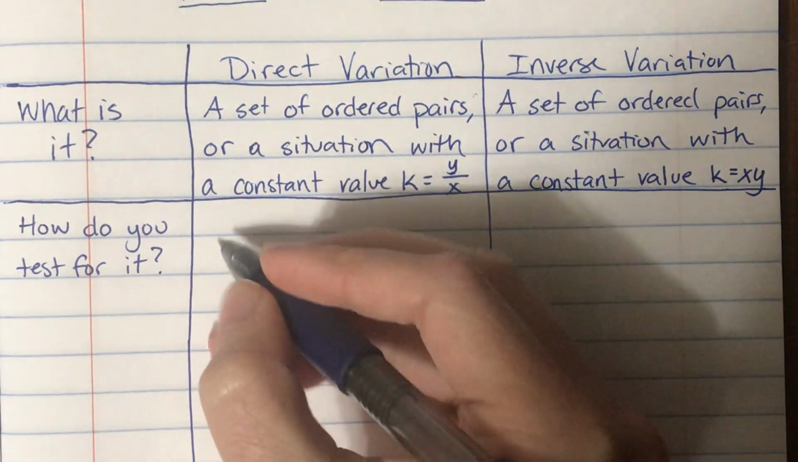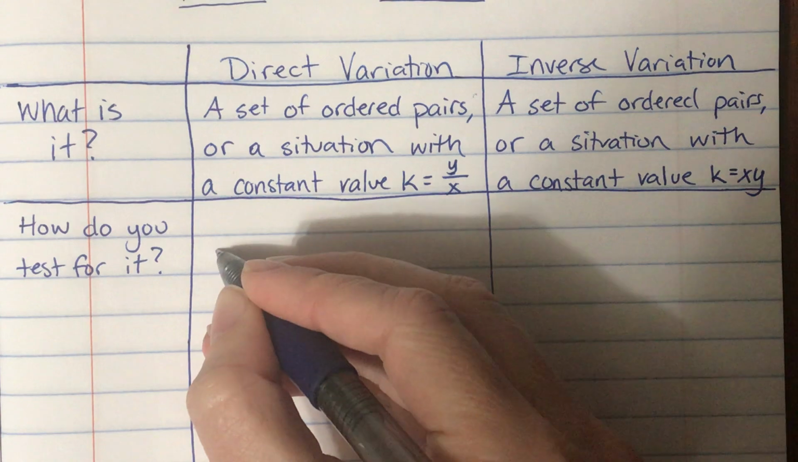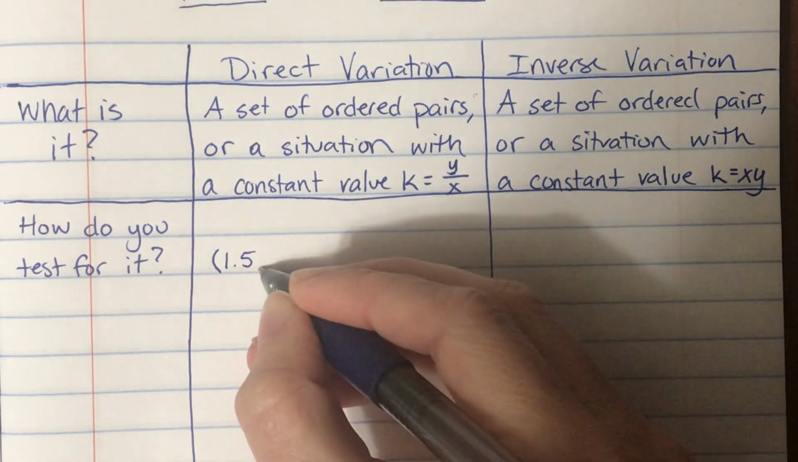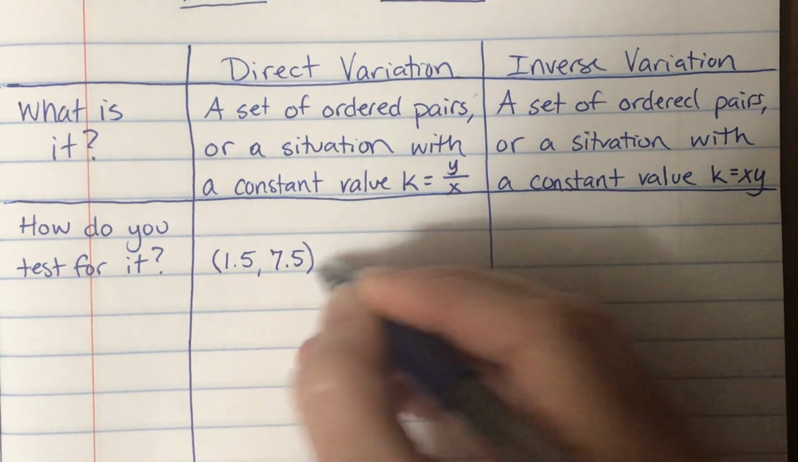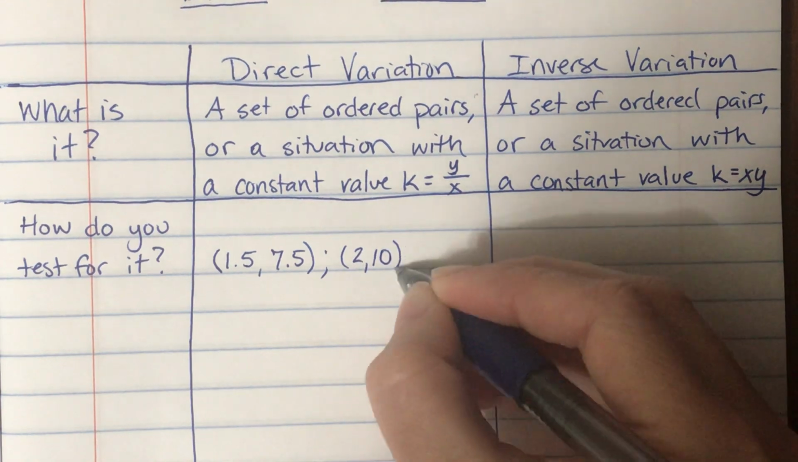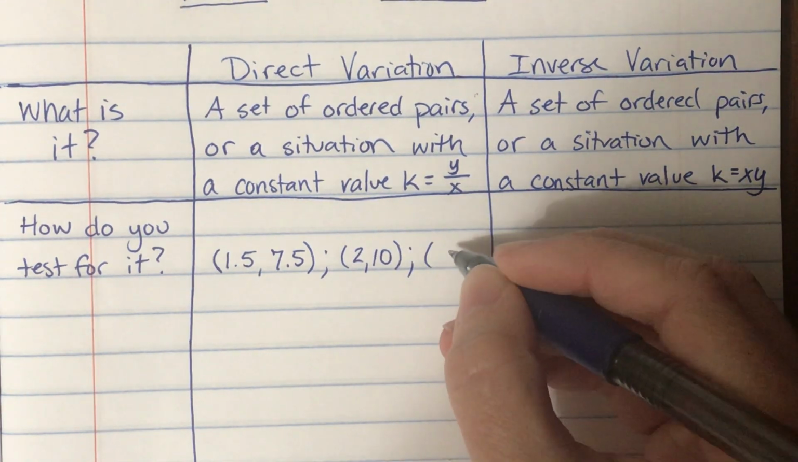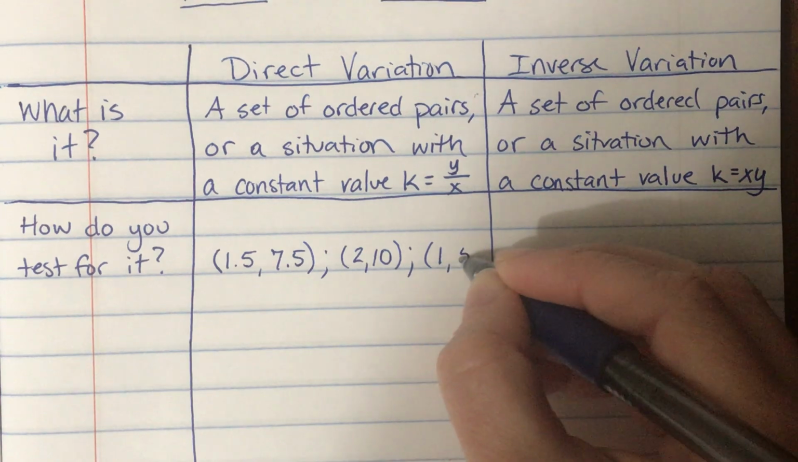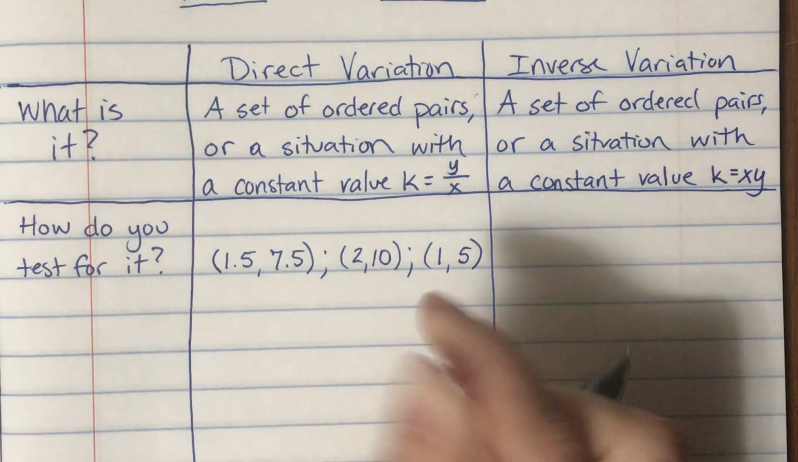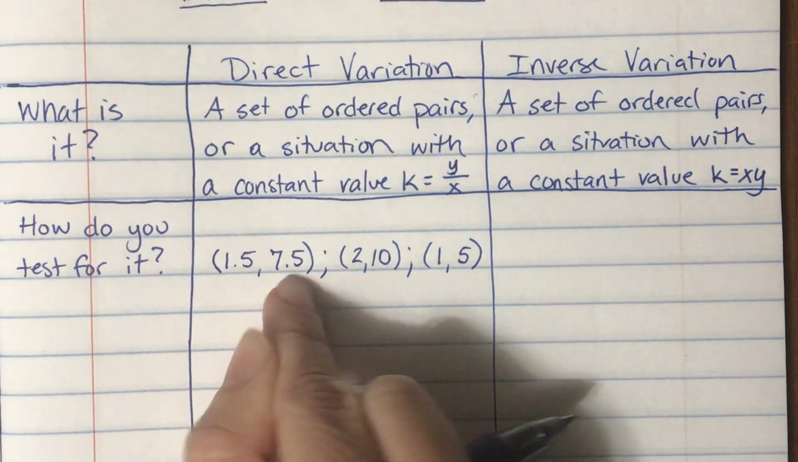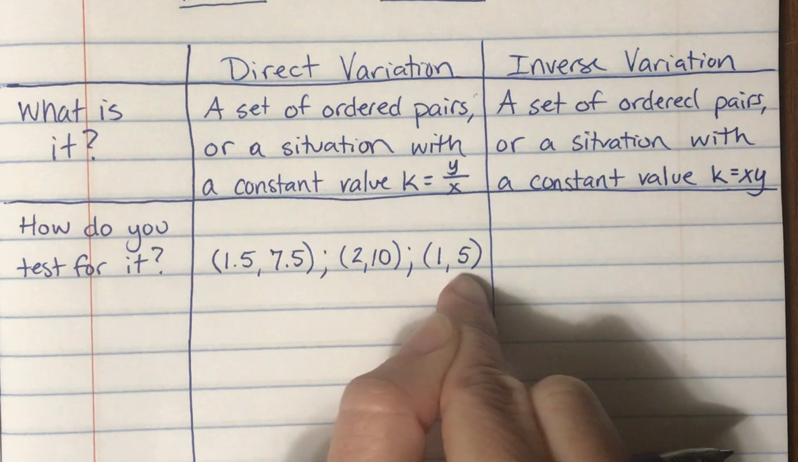So let's say we're given some data, and I'm going to put this on the next line down here. Let's say we've got the numbers 1.5 and 7.5. And let's say we've also got the values 2 and 10. And let's say we've also got the ordered pair 1 and 5. Now, this could be in a chart, right? This could be an X and Y chart. And so we'd have 1.5 across from 7.5 and 2 across from 10 and 1 across from 5.